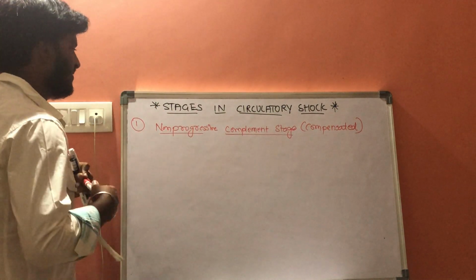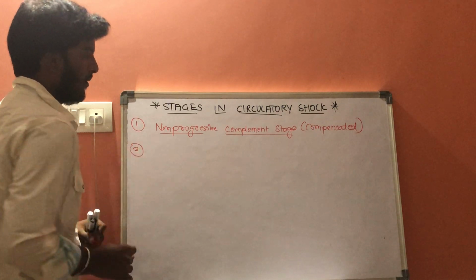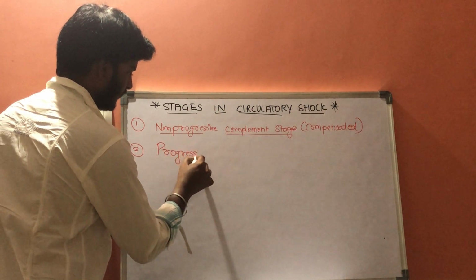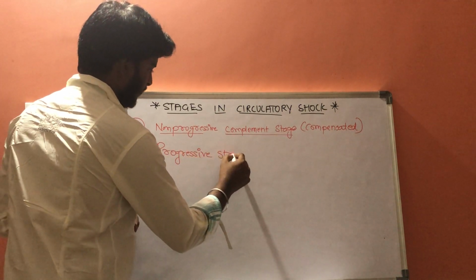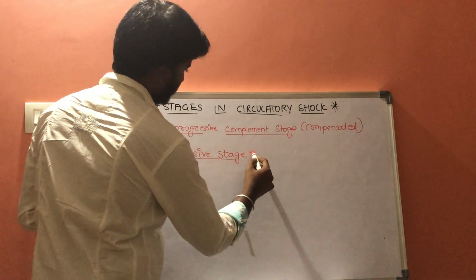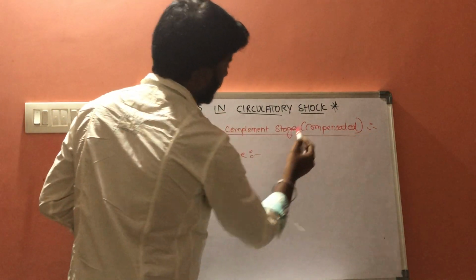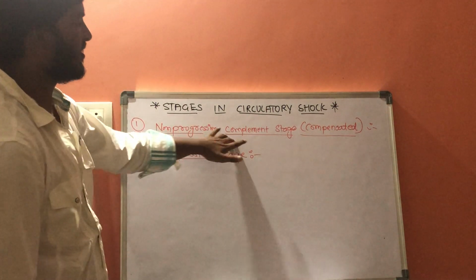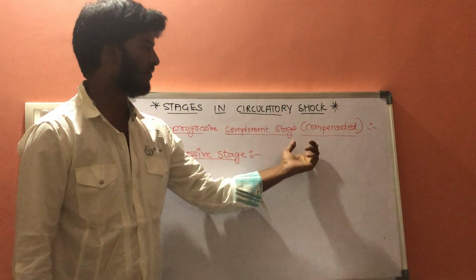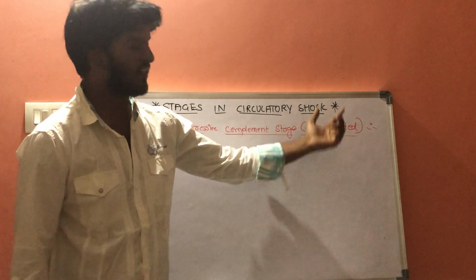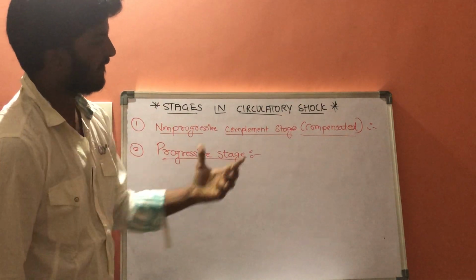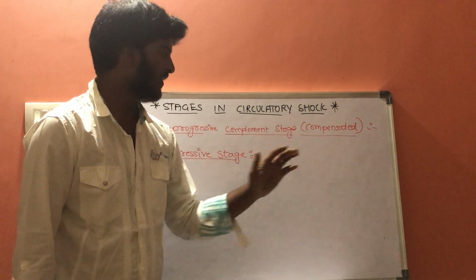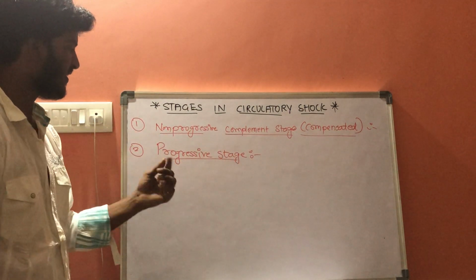What is the second stage? The name of the second stage is the progressive stage. What is the progressive stage? As we know, in the non-progressive compensated stage, certain compensatory mechanisms are activated. But if they fail to decrease the bleeding, it results in the second stage, the progressive stage.